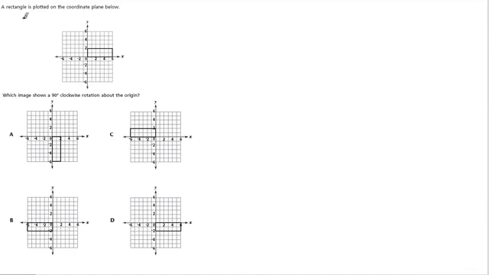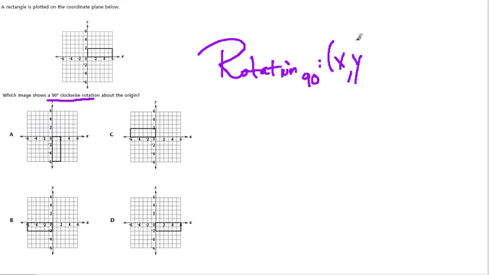Problem, they ask us to look at this rectangle here and find which image shows a 90-degree clockwise rotation about the origin. Okay, so we talked about this in other videos, but a rotation of 90 degrees will change your point from (x, y) to (negative y, x). And let's look at why that makes sense and then apply that to this problem.